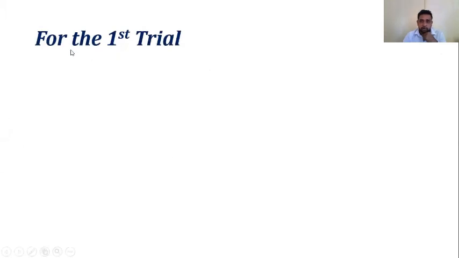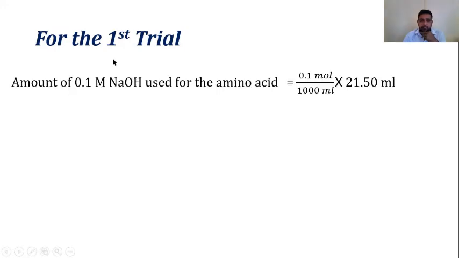So please calculate with me. For the first trial, the amount of 0.1 M sodium hydroxide used for the amino acid, that means the methylene derivative amino acid, we can calculate from the burette reading, which was 21.50. So what is the amount of sodium hydroxide?